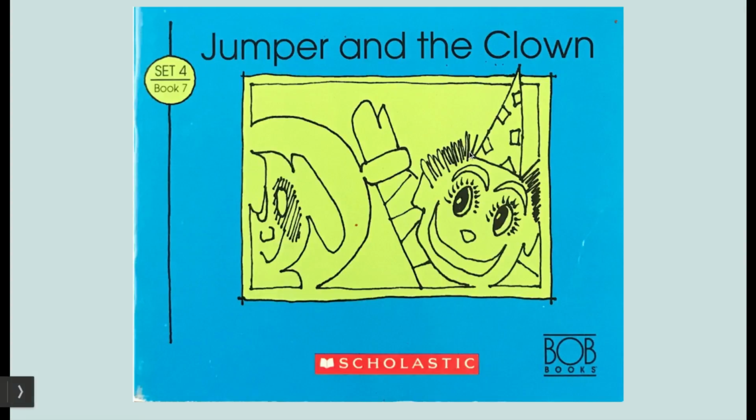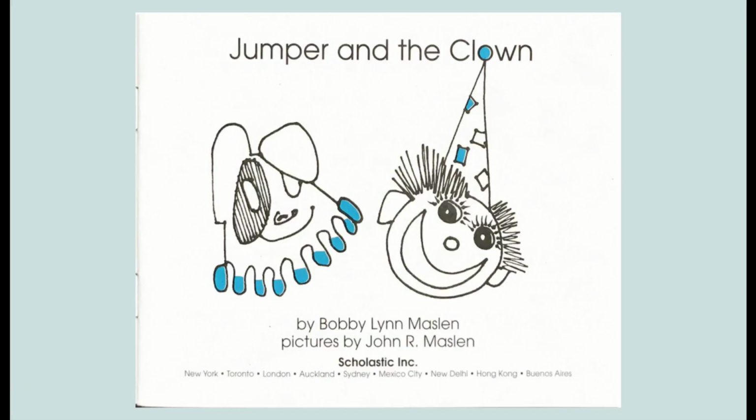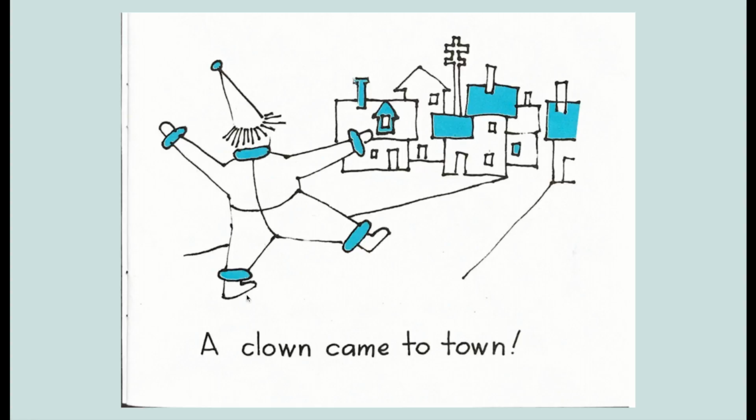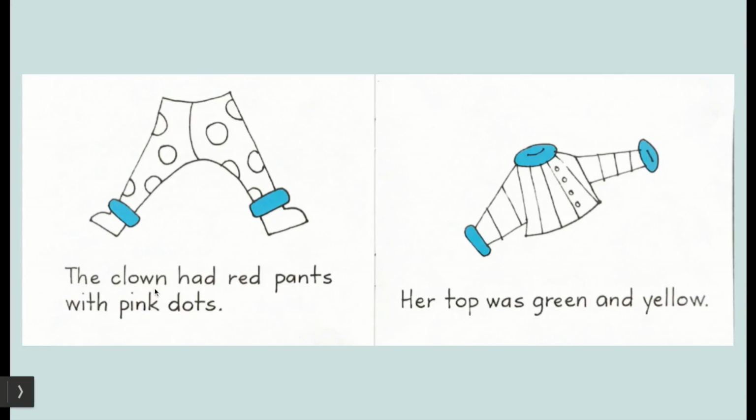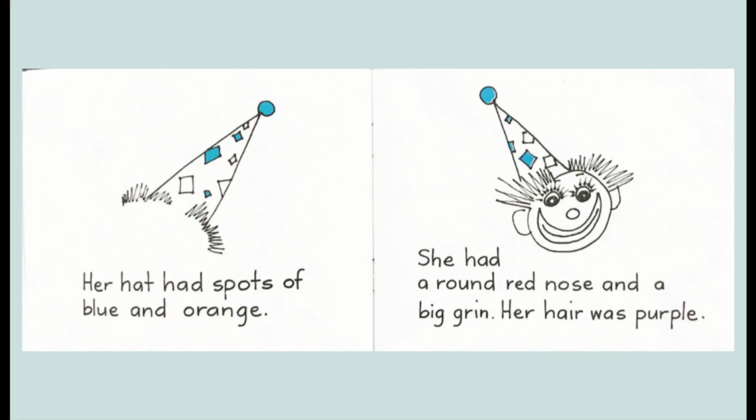Today we will read a new story called Jumper and the Clown. Jumper and the Clown. A clown came to town. The clown had red pants with pink dots. Her top was green and yellow. Her hat had spots of blue and orange.